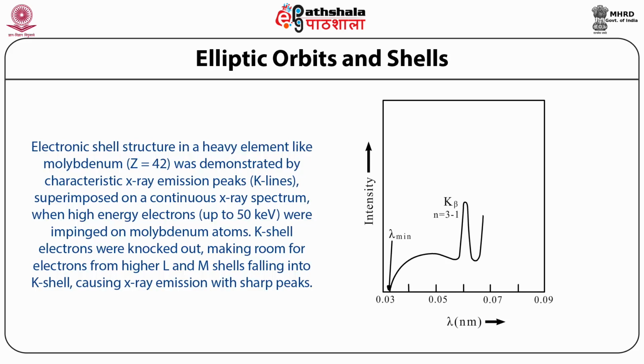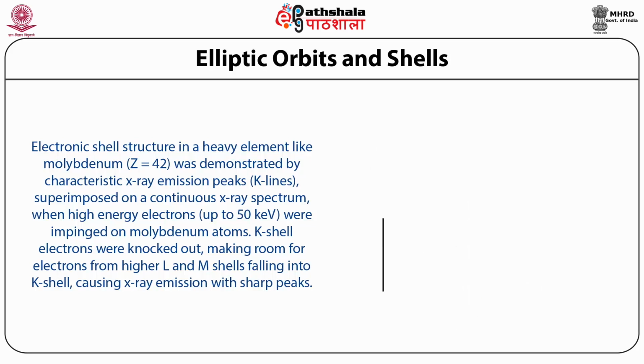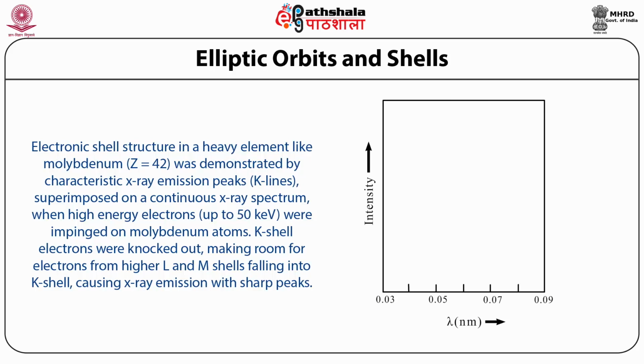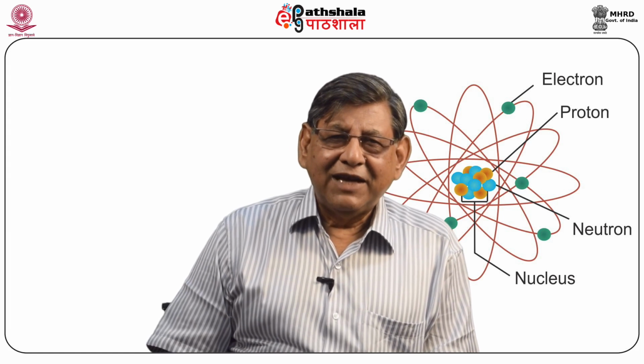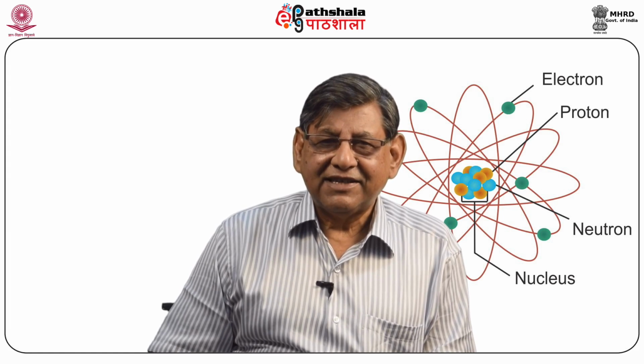And what is the K beta line? Well, that is a transition from n equal to 3 to n equal to 1, which means a transition from the M shell to the K shell. So this confirms the Bohr model all the more. You can see the 2 lines in the X-ray region as expected for molybdenum. We have now come to the end of the lecture.